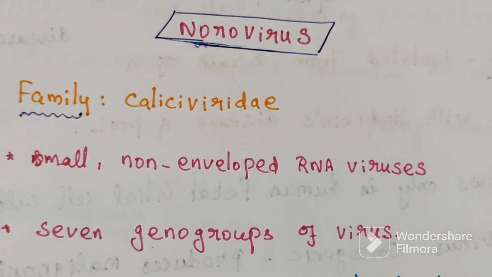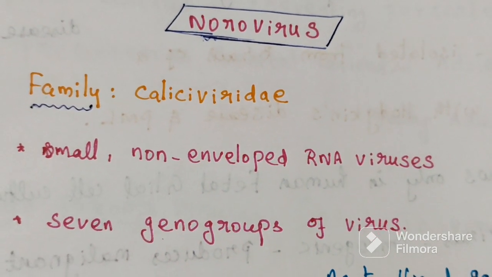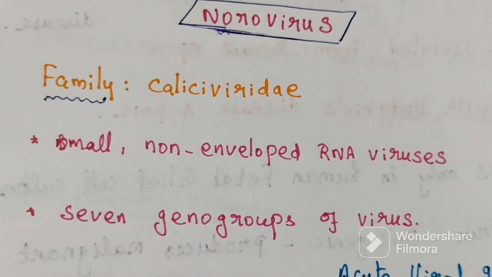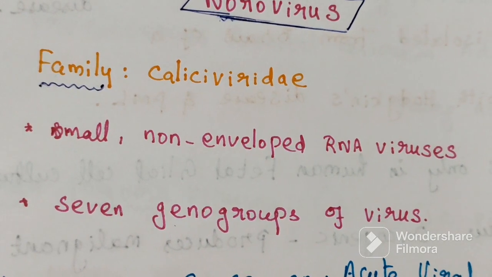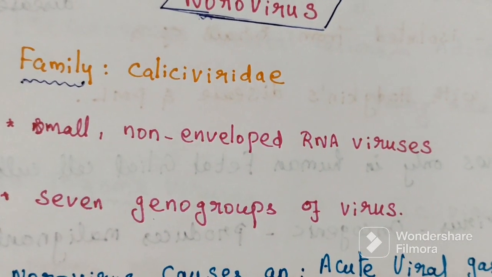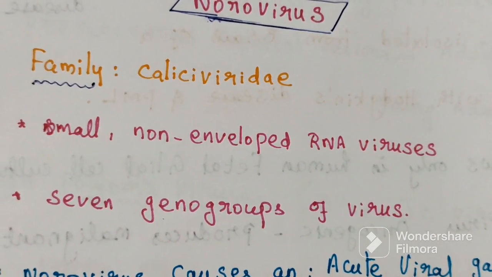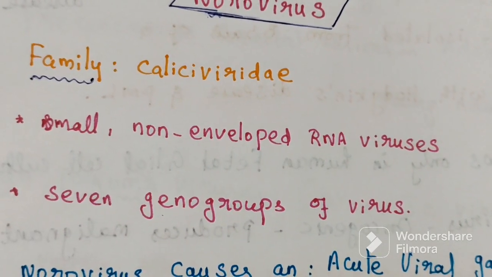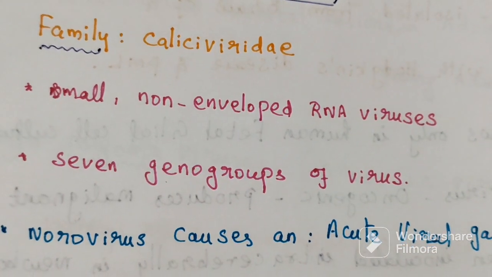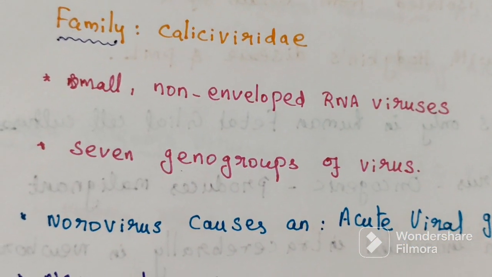In this video, we'll discuss norovirus. Norovirus is a virus in the viral family Caliciviridae. These are small non-enveloped RNA viruses. There are actually 7 genogroups of the virus, but all of them have the same symptoms.